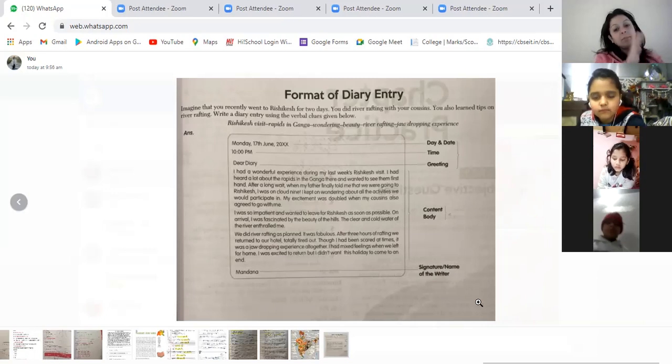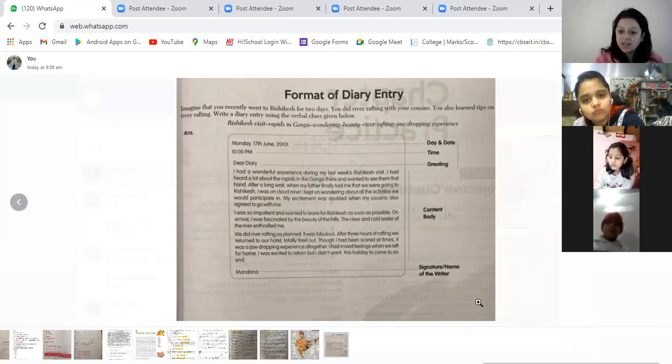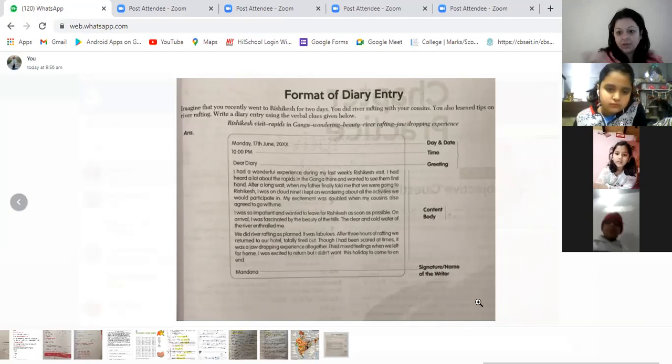Normally, it is written in the past tense only. Why? Because we write about the events that have already taken place. So, we will write always in the past tense. We can't write, I am going, I will live, I will sleep. No. I went there. I lived there for 2 days. I went to that place. Everything will come in the past tense because that thing has already taken place. We are writing about a record of something that has taken place.